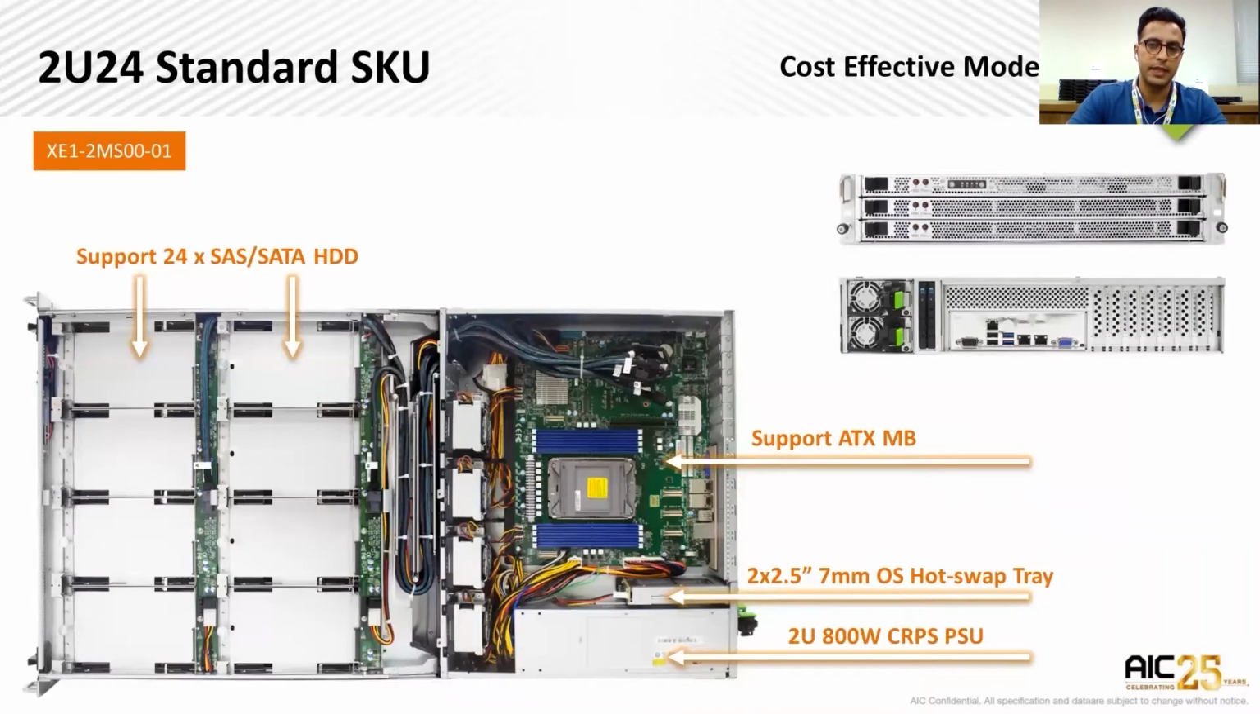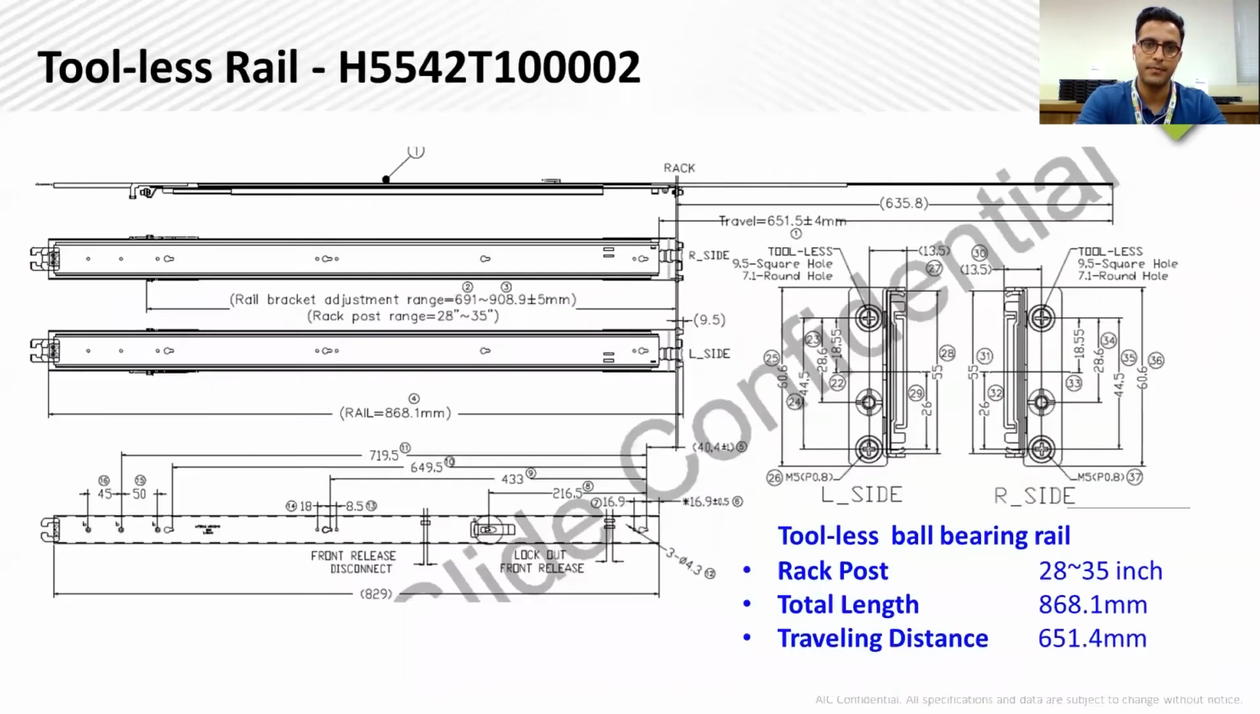RSC2MS standard SKU is with 800 watt 2U 1+1 redundant power supply, 2 7mm SSD for OS or data caching, and 24 3.5-inch hard disk drive tray support, SATA/SAS single connection. The chassis supports ATX motherboard, but does not come with the motherboard, so it means you have the flexibility to put in the motherboard that best fits your application scenario. If you're considering ordering the toolless slide rail, here's the ordering information. The slide out stroke is 651.4 mm.